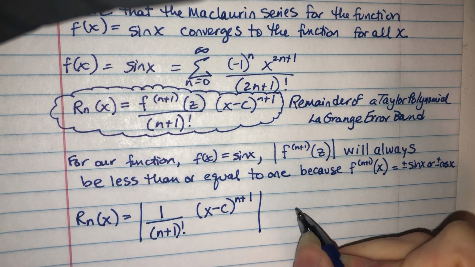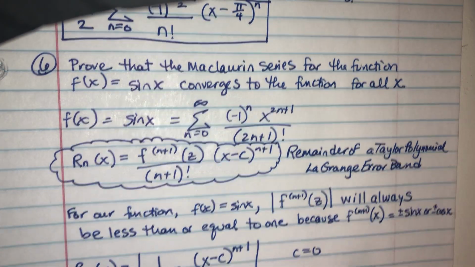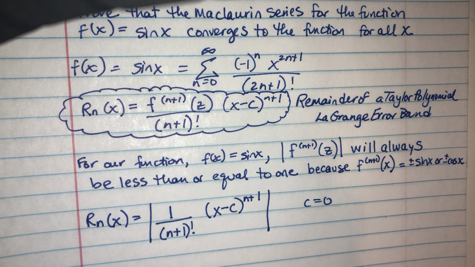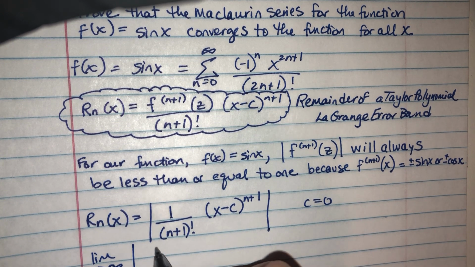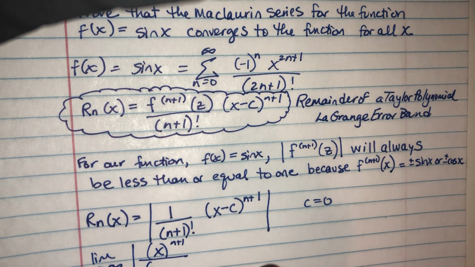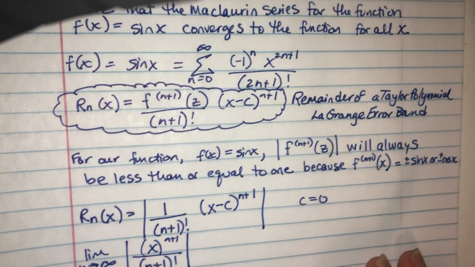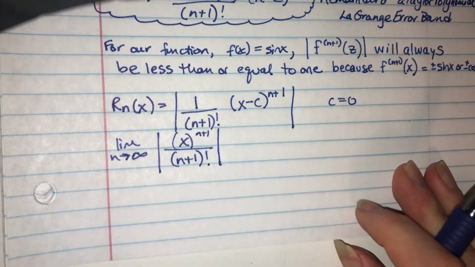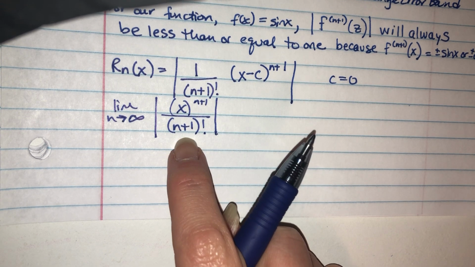Now we want to consider that the c value would be 0 because we're doing this for a Maclaurin series. It says so in the directions. So what is the limit as n approaches infinity of, since this is x minus c, just x raised to the n plus 1 power over the quantity n plus 1 factorial. Now, as I send n to infinity, this is just polynomial values of x, and this is factorial values.